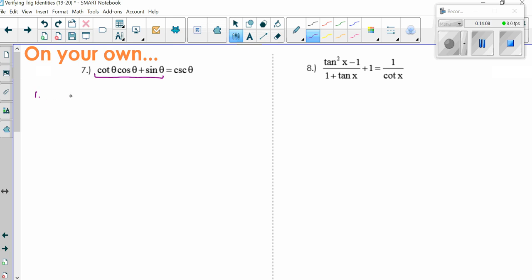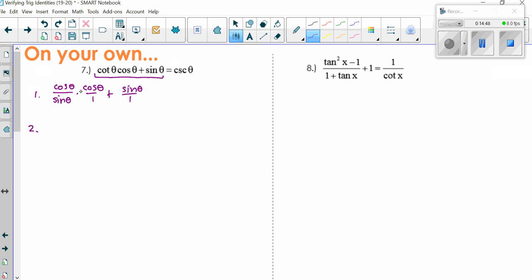Let's see, I have 2 terms here. Neither of them have any like terms, so I can't factor anything out, which means then I want to change things into sines and cosines. So cotangent can be changed to cosine theta over sine theta times cosine theta over 1 plus sine theta, and I'm going to change this over 1 too, so that I make it a fraction as well. Okay.